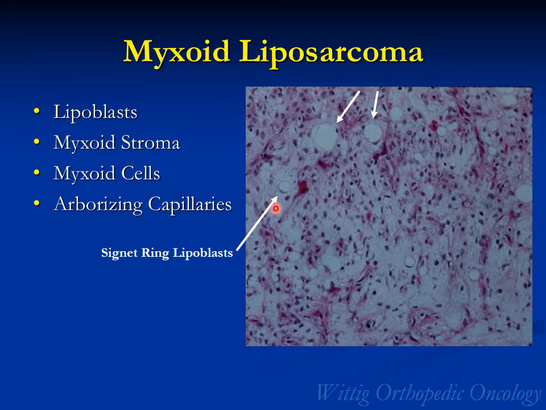This is showing you an intermediate power view of a myxoid liposarcoma, and you can see here the signet ring lipoblasts, right, the fat cells, so you can immediately identify this as a fatty type of tumor. And then this is all the myxoid or mucinous type tissue with the small cells within it, or the little round cells, and then arborizing capillaries.